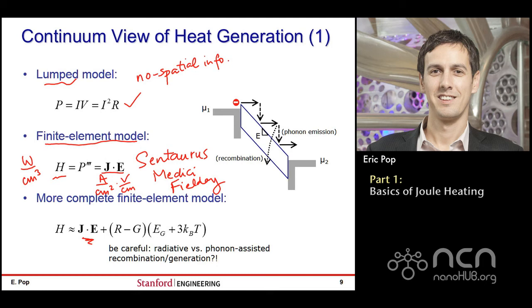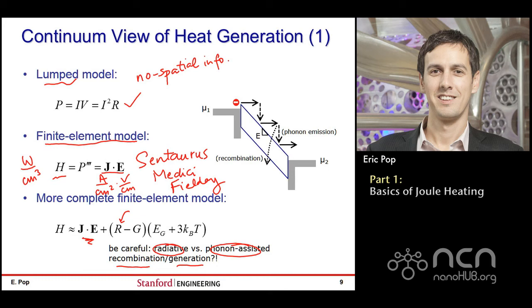This is essentially R minus G, the recombination. I'm sorry, I shouldn't have said the radiative rate, but rather the net recombination rate, the recombination minus generation. What I did mean to say is that one should be careful about radiative recombination versus phonon-assisted recombination. Here, of course, I'm referring to phonon-assisted recombination, which results in either net cooling or heating of the lattice.